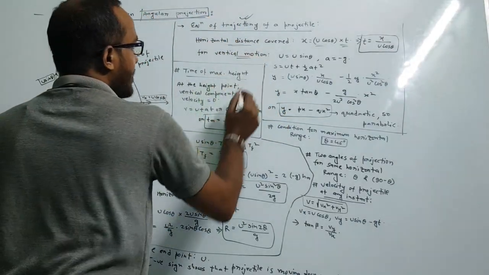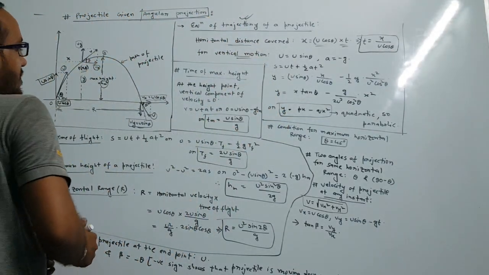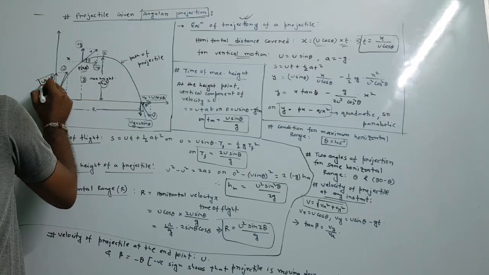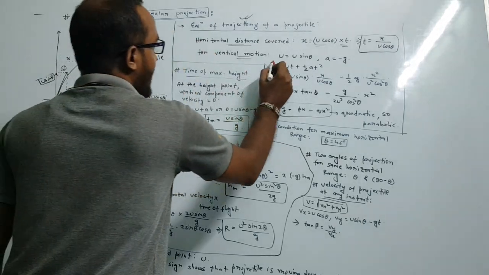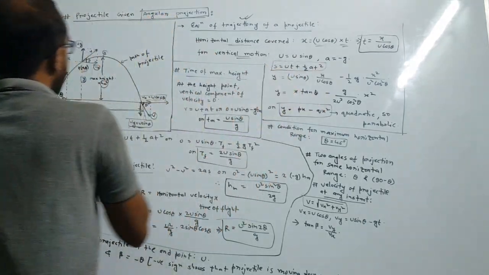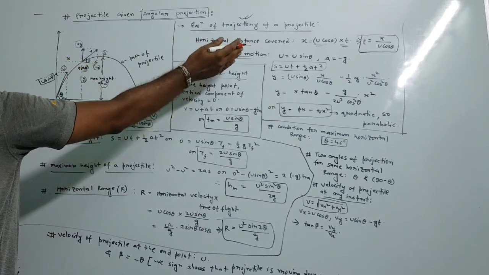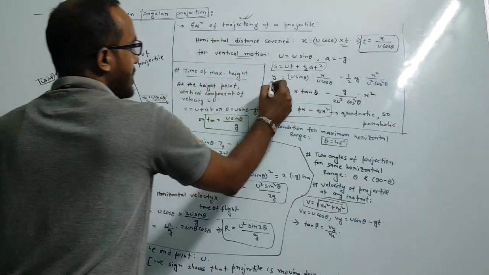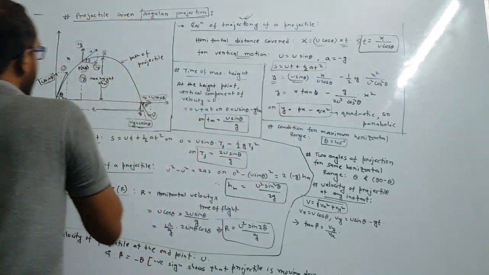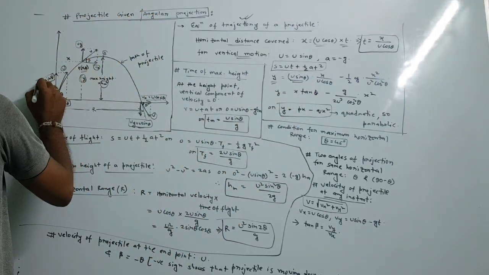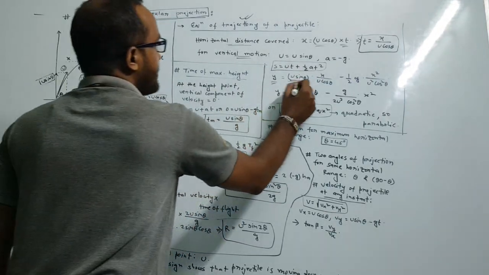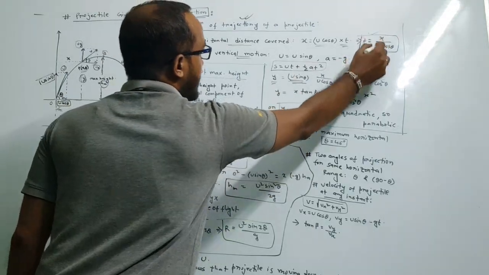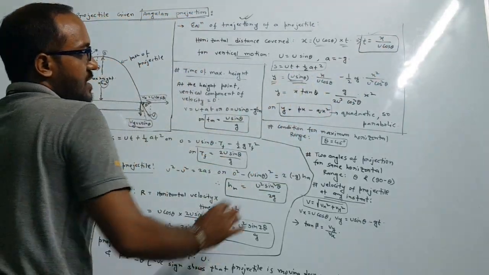What would be the vertical motion? See, vertical velocity is u sin theta. So apply s equals ut plus half at square. s would be y, the vertical distance y. And u is the initial velocity. So in vertical motion, what would be the initial velocity? u sin theta, into t, and we have calculated t already, that is x by u cos theta, minus half.